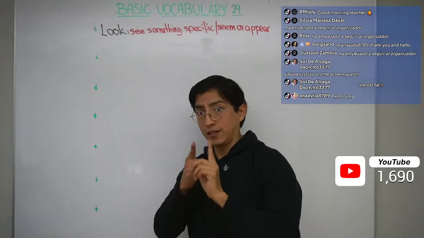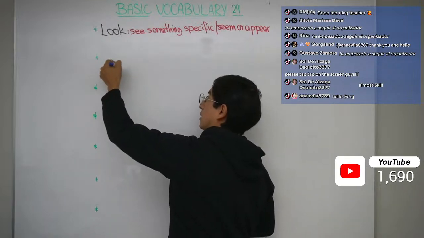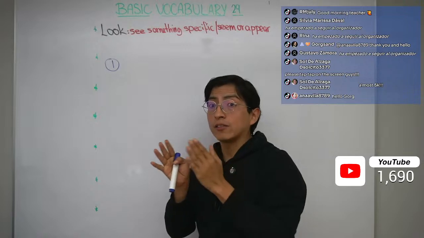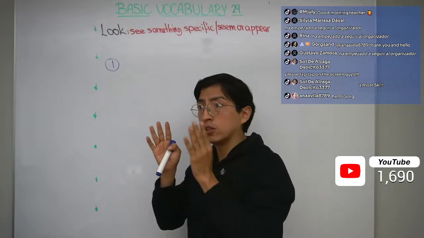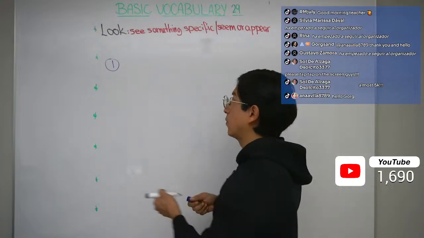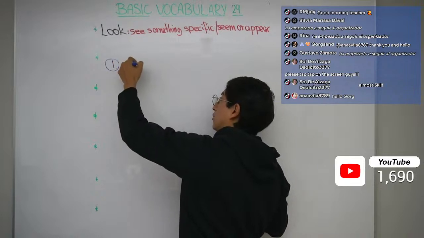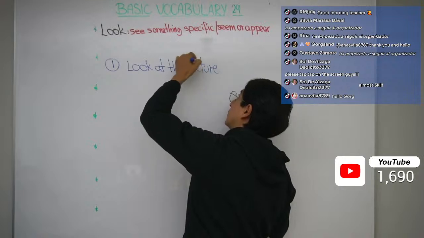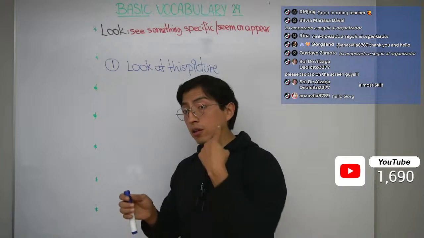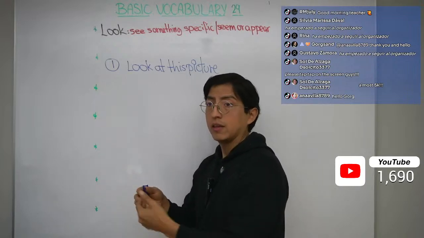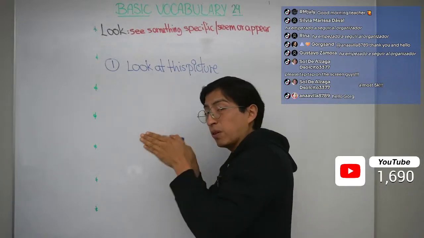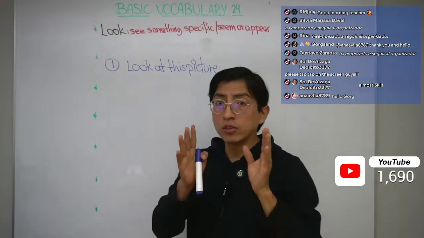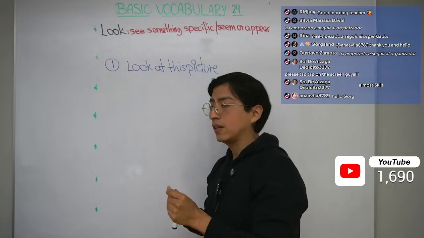Okay, let's start checking the first meaning. See something specific. See something in particular. So when you look at something, it's because you're paying all your attention at this part. For example, if someone tells you, "Hey, look at this picture." So you are going to direct your eyes specifically to this picture. So that is what it means, okay? To see something specific, to direct your attention to a specific thing.